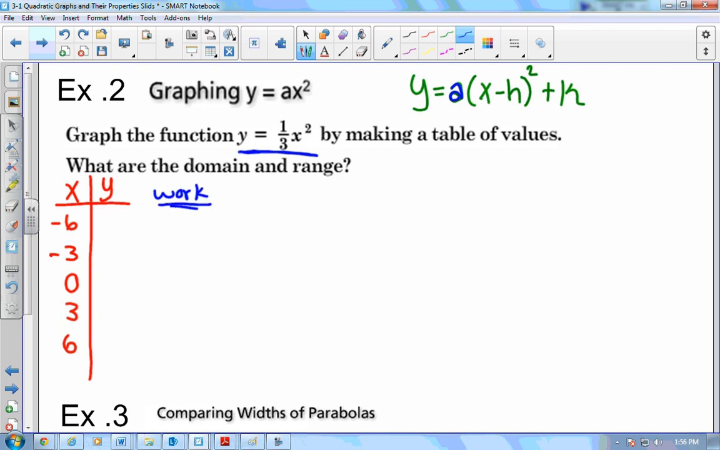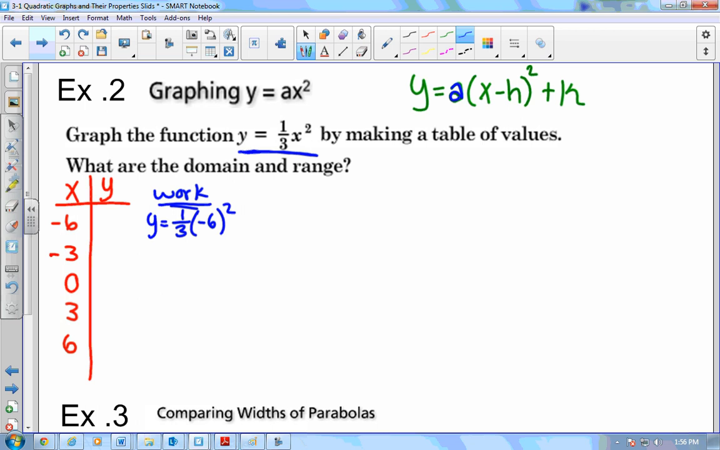And show my work out to the side. The first one I'm going to plug in is negative 6. So wherever there's an x, I'm going to plug in. You have to remember order of operations. Please excuse my dear Aunt Sally. PEMDAS, exactly.